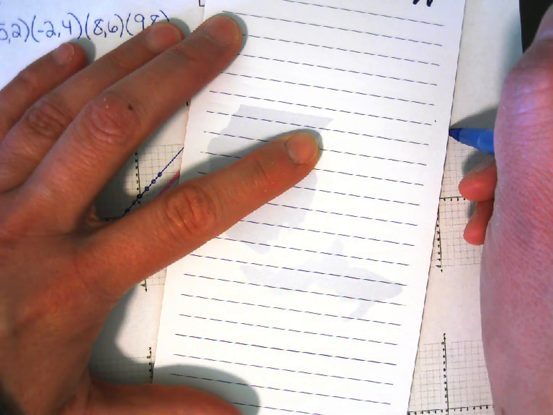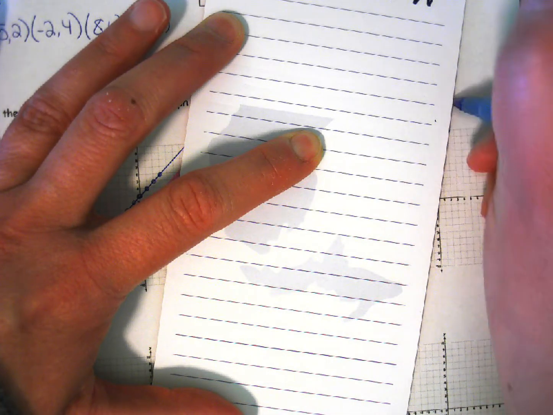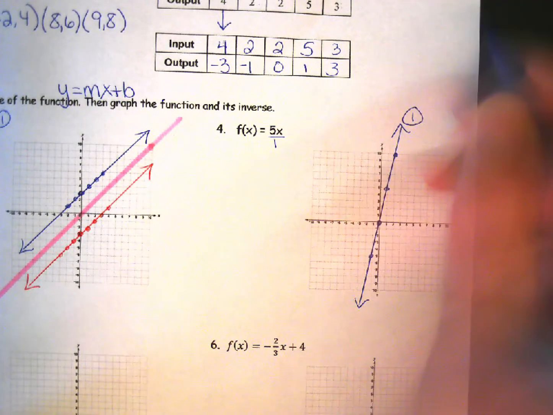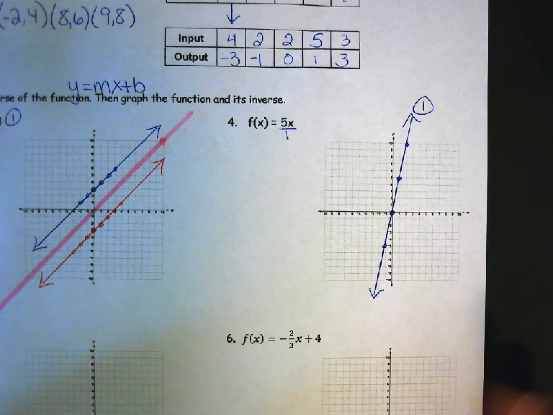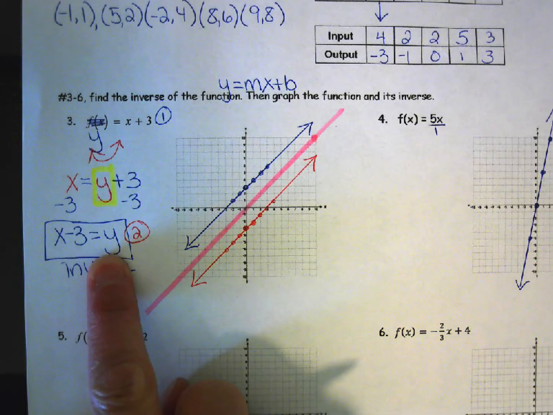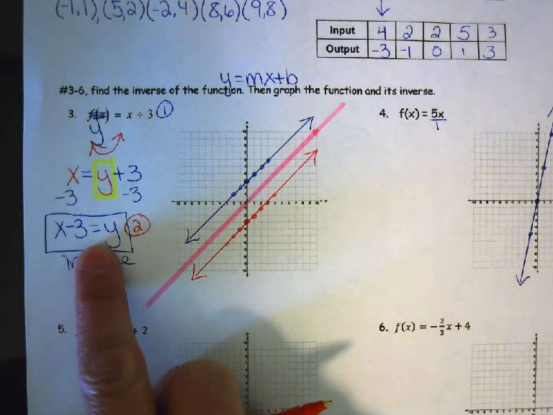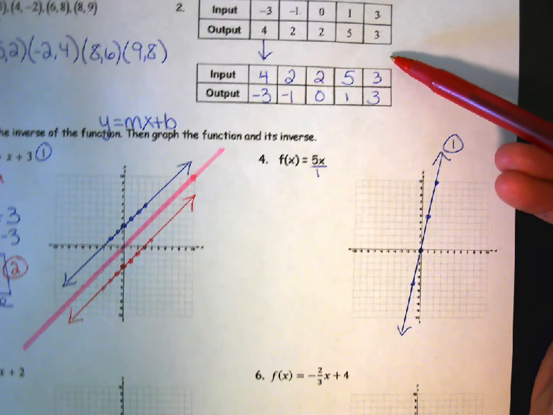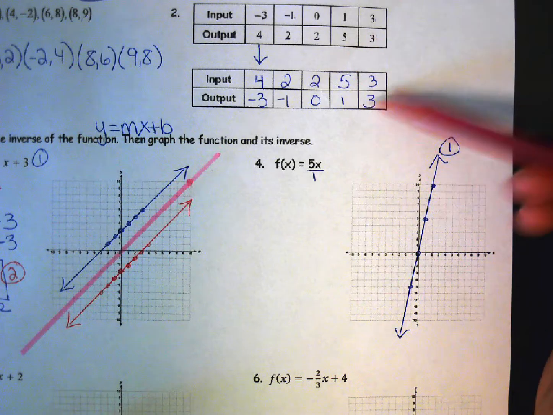Again, I'm trying to use a straight edge because sometimes I don't always connect the dots perfectly straight. So there's my first one. There's my original. Now, when I go to do the second one, I don't have a graph. I don't have an equation. How am I going to go for the second one? That's okay. Think back to what we did up here. Didn't we just switch the ordered pairs?